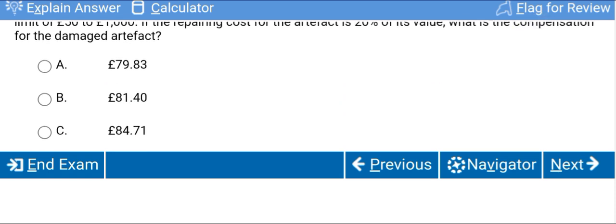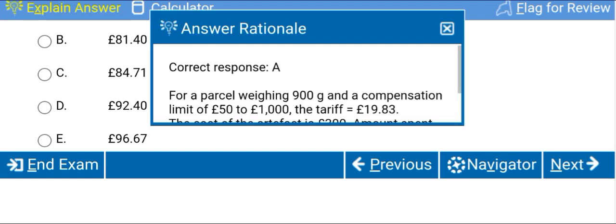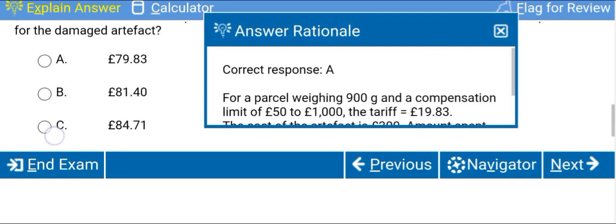Option A 79.83 pounds, option B 81.40 pounds, option C 84.71 pounds, option D 92.40 pounds, option E 96.67 pounds. So the correct option is option A.